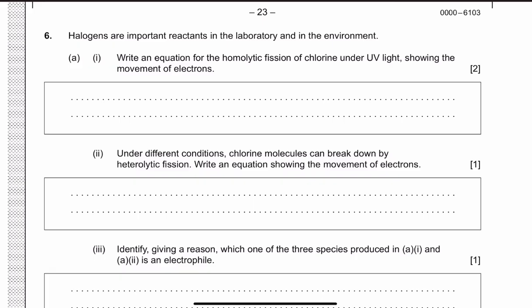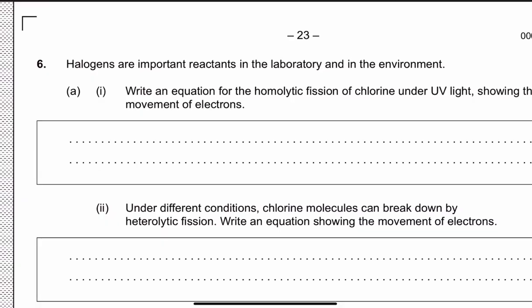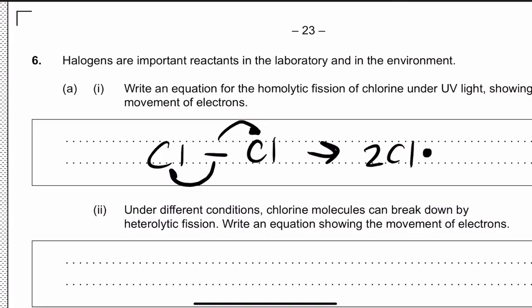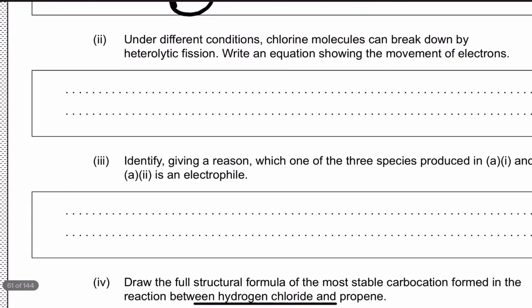Halogens are important reactants in the laboratory and the environment. Write an equation. Homolytic fission. This was again in the SL paper, but I'll do it because it's quick. Homolytic fission looks like this. Equal transfer, but remember, we're doing the fishhook arrows because it's equal, so we're taking one each. We're not taking a pair. We're doing an equal distribution, and that gives us these two radicals.